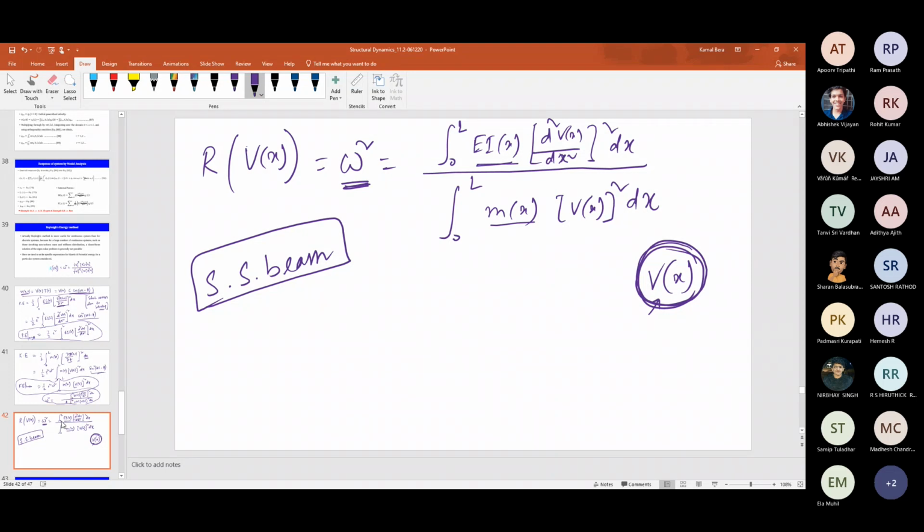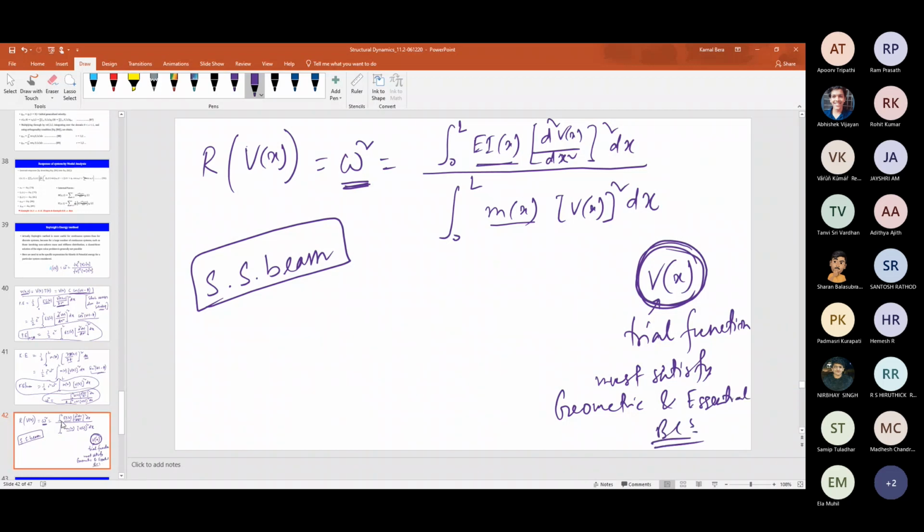But let's say you do not know, and I want to choose an eigenfunction or mode shape V(x), which is sometimes known as the trial function. You have to choose a trial function, but your trial function has to be such that it must satisfy, this you remember, the geometric or essential boundary condition. The function that you are going to choose here must satisfy the geometric or the essential boundary condition.